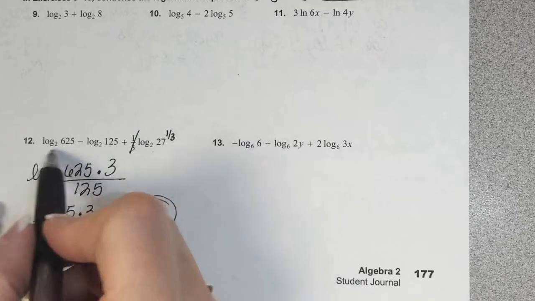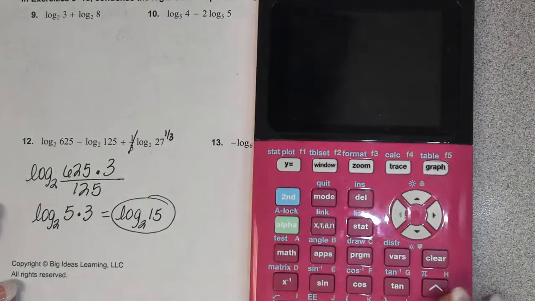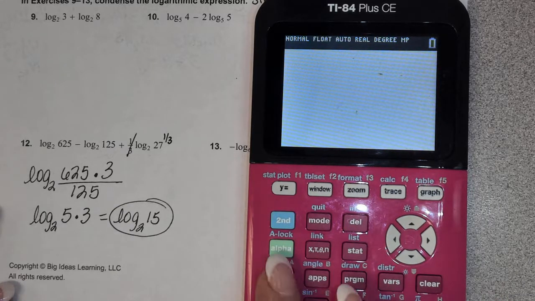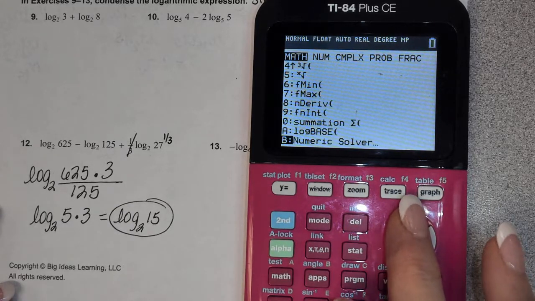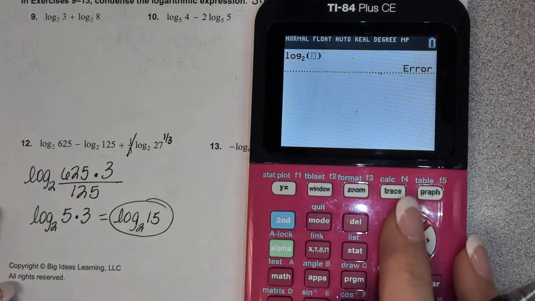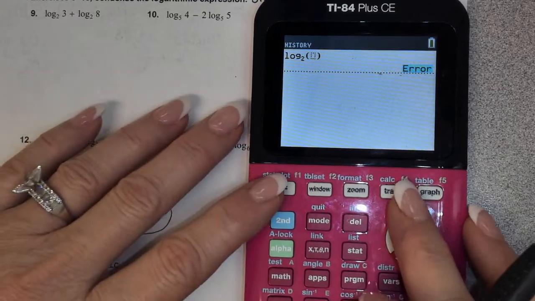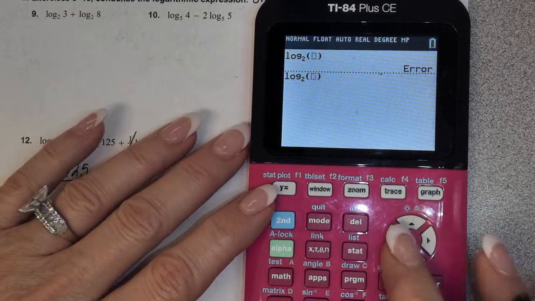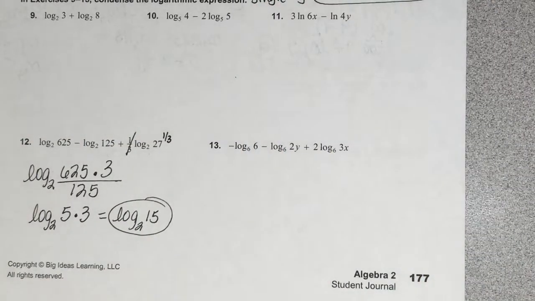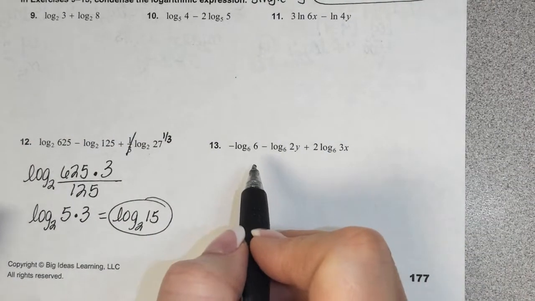So if I simplify all of this first, it's a lot easier to put into my calculator now, because all I'd have to do is go to my math, go to log base, and I could just put in log base 2 of 15. And there we go.